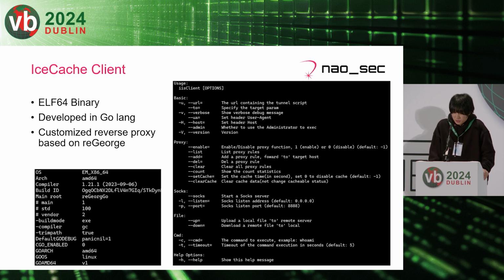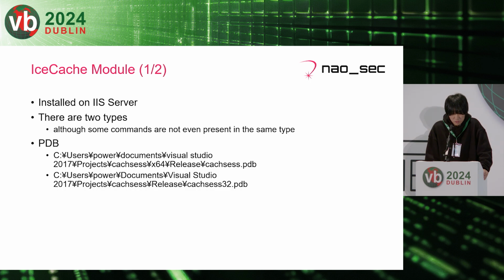IceCas is an ELF64 binary developed in the Go language. It is customized based on the open source software reGeorg. To facilitate their intrusion operation, they added file transmission and command execution functionality. The IceCas module is installed and run on an IIS server. The number of commands changes, but they are classified into two types based on the authorization token.